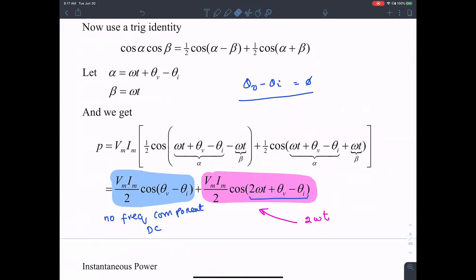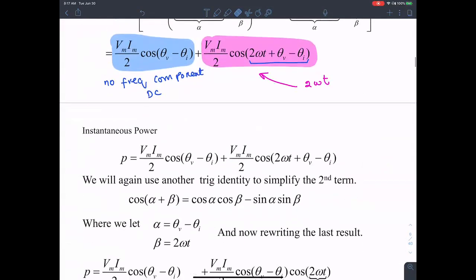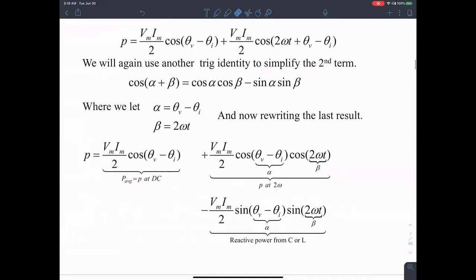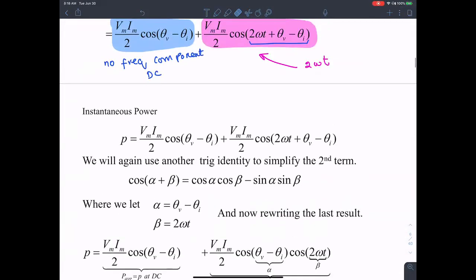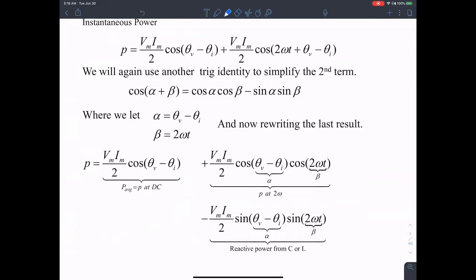Okay, two terms here. There's a term that doesn't have a frequency component, and there's a term that has a 2 omega t component. What we can do is to further simplify this. These two terms that you see here, especially the purple one, the blue one is still the same. Remember, the blue one is Vm Im over 2 cosine of theta v minus theta I. So this is the constant term, the time invariant one. The DC one, there is no frequency component in here. That's as it is. That didn't change at all.